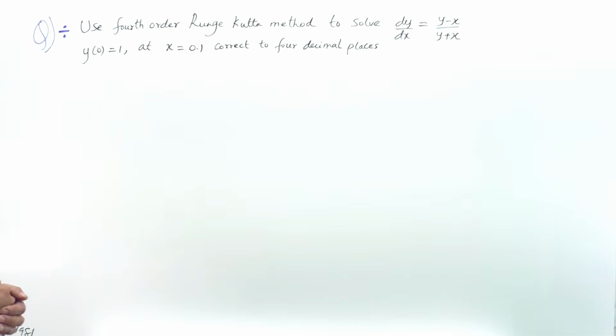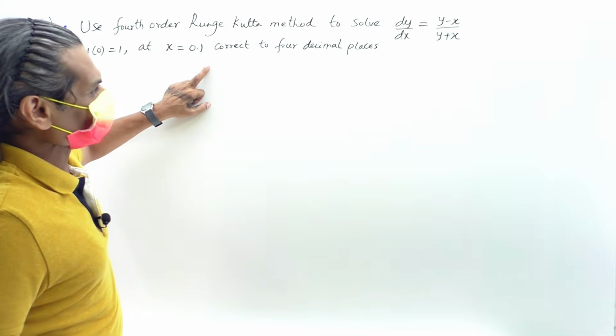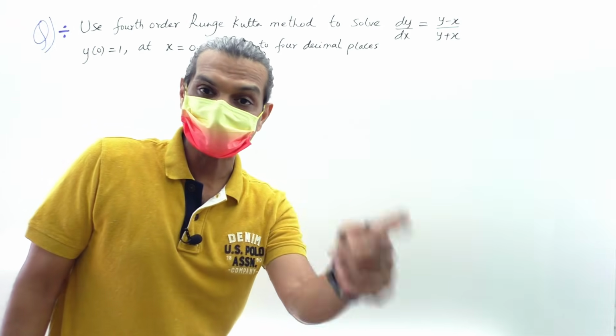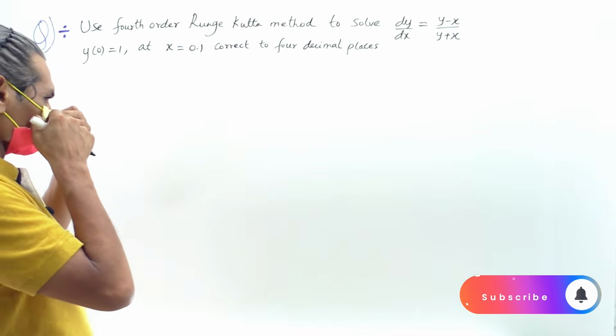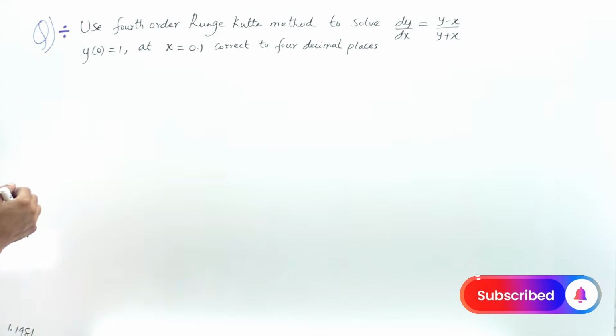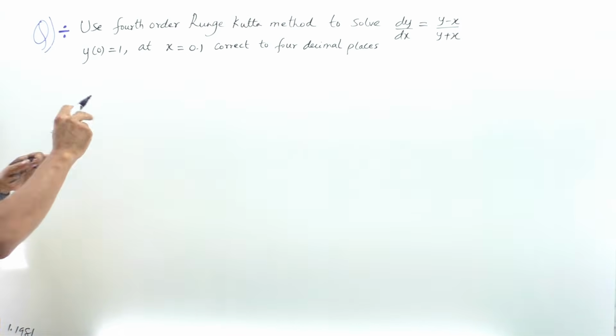The question here is: use fourth order Runge-Kutta method to solve dy by dx is equal to (y minus x) by (y plus x), y of 0 is equal to 1, at x is equal to 0.1, correct to 4 decimal places. Now Runge-Kutta method is a very simple method. Follow step by step. First, in any problem for solution of differential equations, they'll always mention y of x naught is equal to y naught.